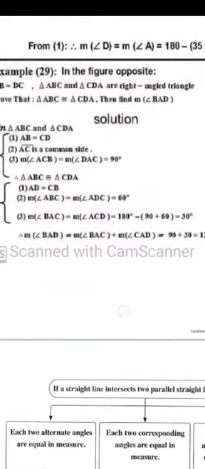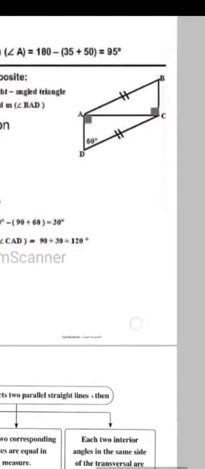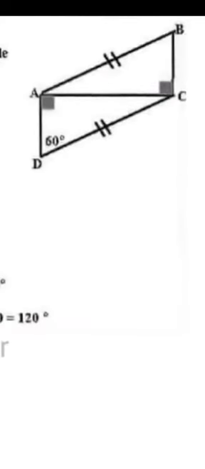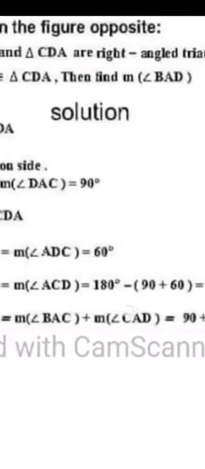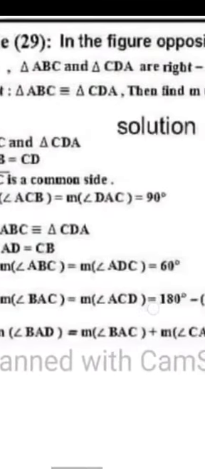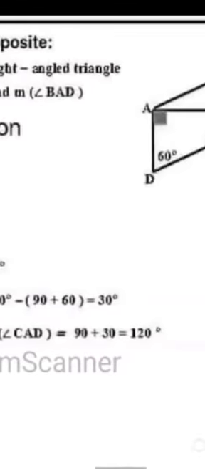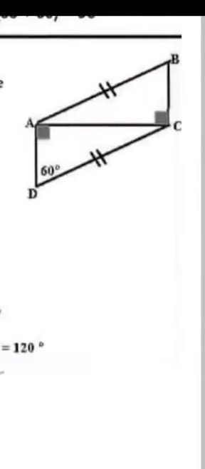In the opposite figure, we find AB equals DC and AC is a common side. Measure of angle D equals 60, and triangle ACB is a right angled triangle at C, and triangle CAD is a right angled triangle at A. Prove that triangle ABC is congruent to triangle CDA, and then find the measure of angle BAD.